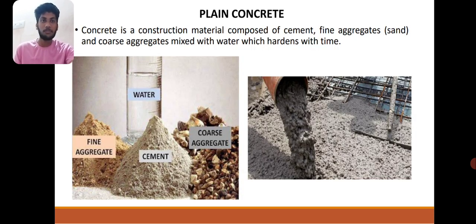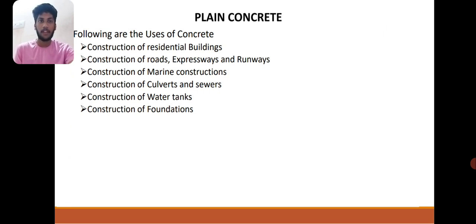And the next one is plain concrete. Concrete is a construction material composed of cement, fine aggregates, and coarse aggregates mixed with water, which hardens with time. The uses of plain concrete are construction of residential buildings, roads, expressways and runways, marine construction, culverts and sewers, water tanks, and foundation.